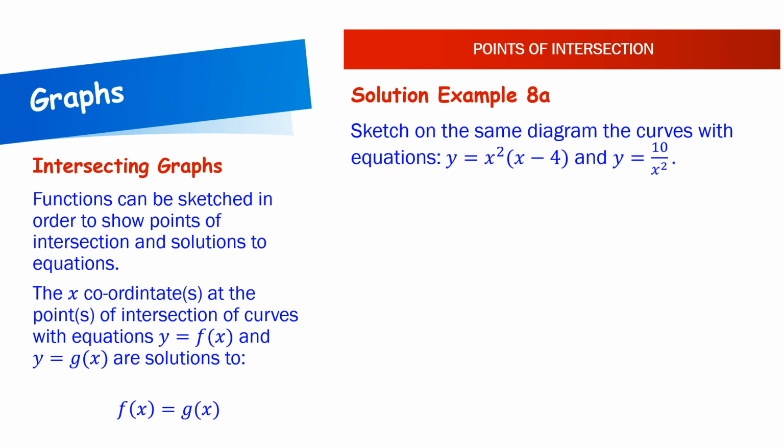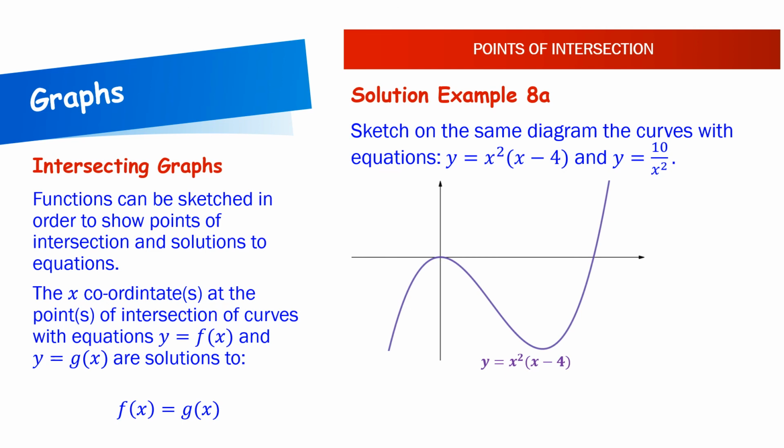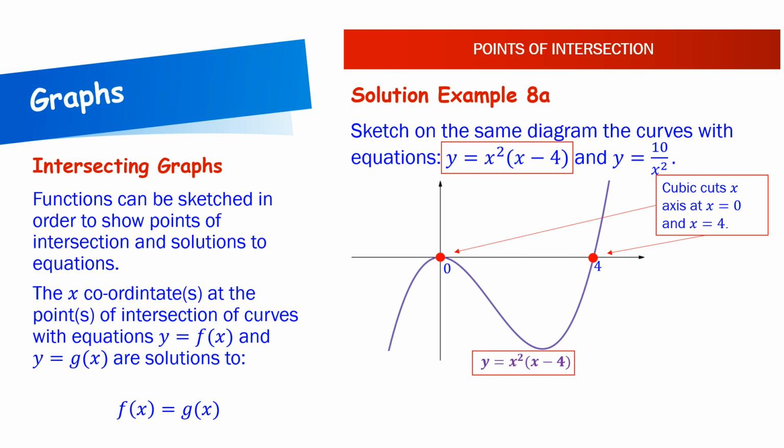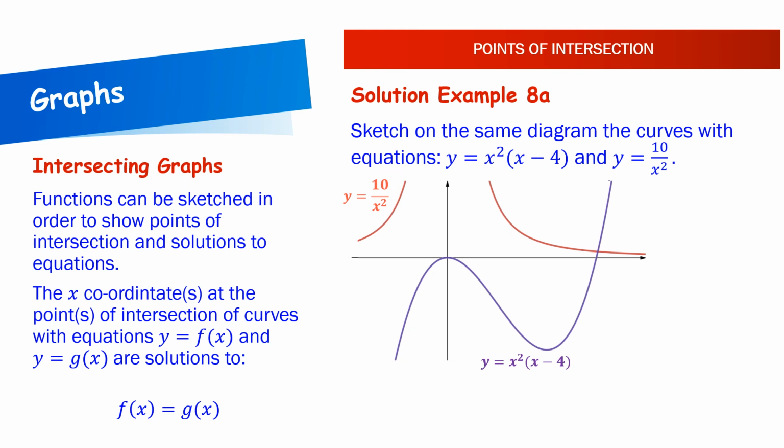So let's sketch these two curves on the same diagram. Here's y equals x squared times x minus 4. We have a repeated root at x equals 0, and we have a root at x equals 4. And now we have y equals 10 over x squared superimposed on this graph. Notice the reciprocal does not cut the x-axis.